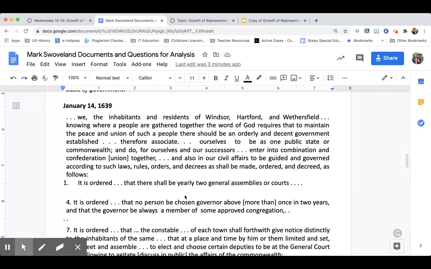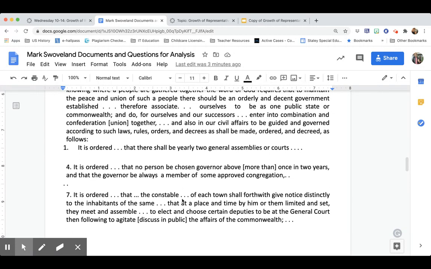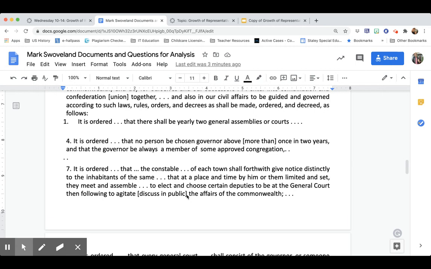Okay, so, sorry. Therefore, associate ourselves to be as one public state or commonwealth, and do for ourselves and our successors enter into combination and confederation, or union together, and also in our civil affairs to be guided and governed according to such laws, rules, orders, and decrees as shall be made, ordered, and decreed as follows. Whew, that's confusing. It is ordered that there shall be yearly two general assemblies or courts, so they're going to have government called twice a year.